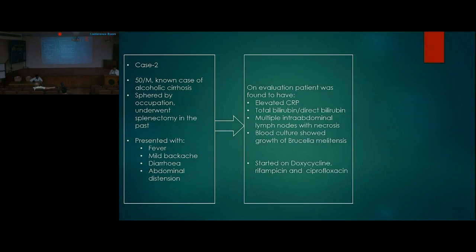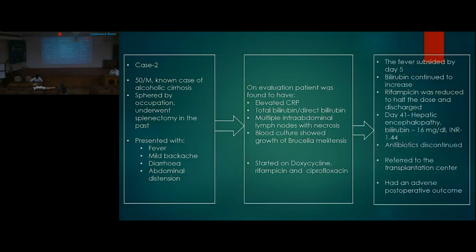The patient was initially started on a regimen consisting of doxycycline, rifampicin, and ciprofloxacin, and the fever subsided by day 5, but the patient continued to have elevated bilirubin, which was attributed to rifampicin, and the dose of rifampicin was reduced to half, and the patient was discharged. But the patient was readmitted with HE and raised bilirubin, and again it was suspected due to the antibiotic toxicity, and the antibiotic was discontinued, and the patient was referred to the transplantation center.